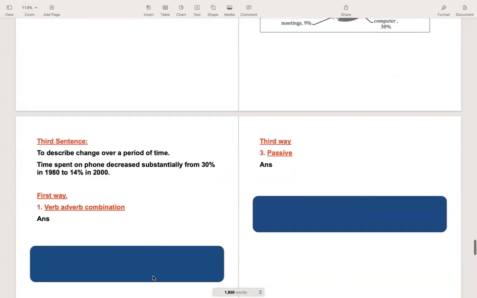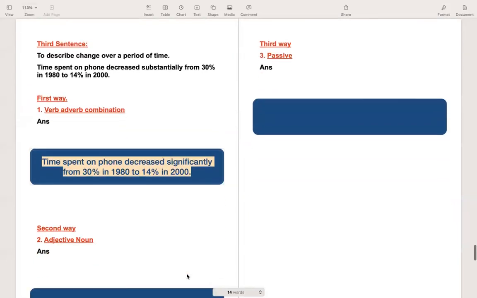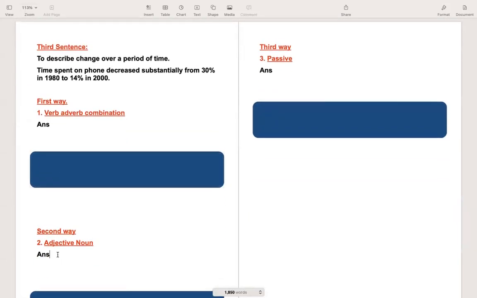Okay, next. So I think I made the same one. Time spent on phone decreased significantly from 30% to 14%. I hope that's clear. Okay, now you make the second one, adjective noun. Now I would not help at all. You're going to make the same sentence in adjective noun form.